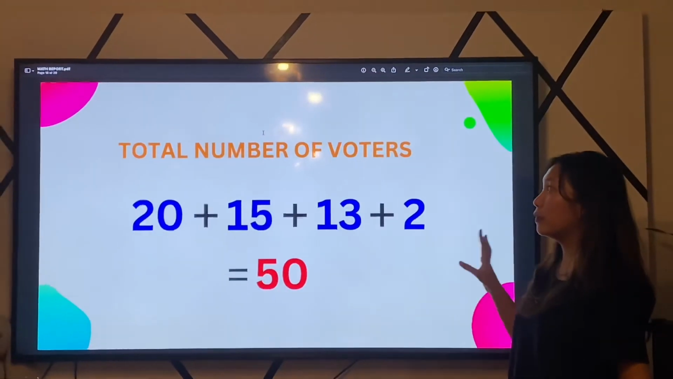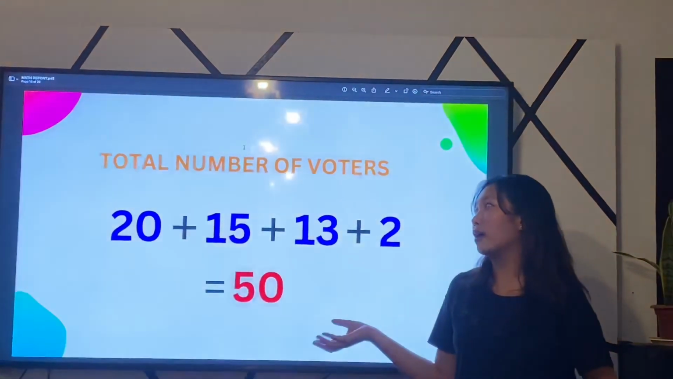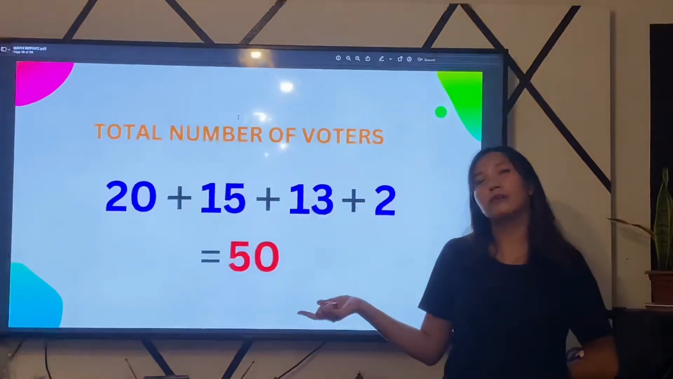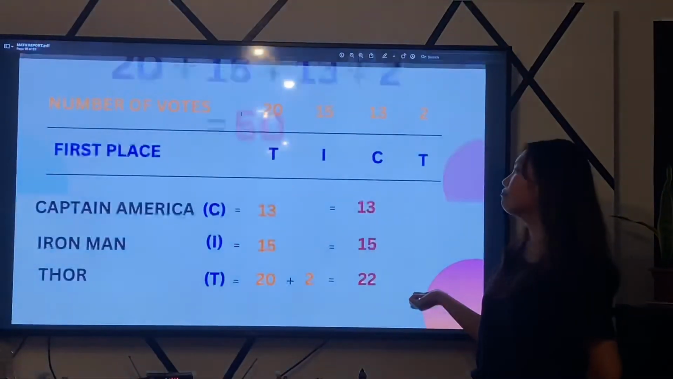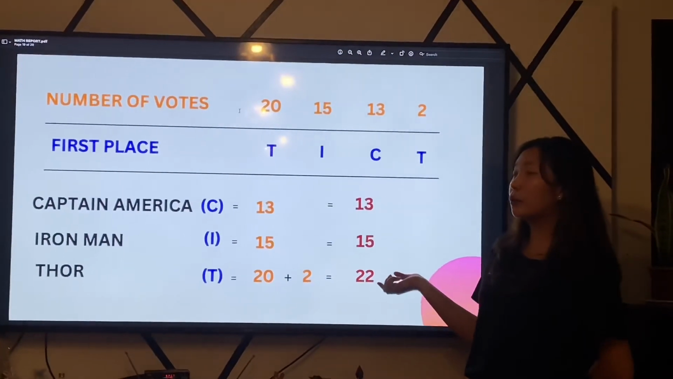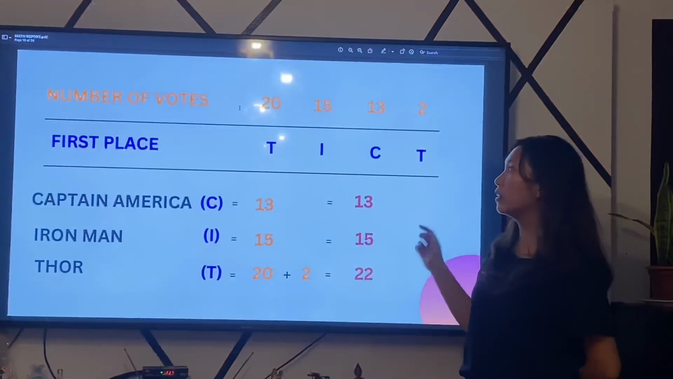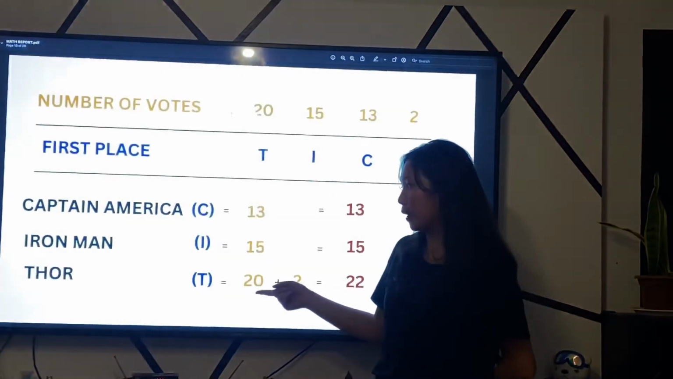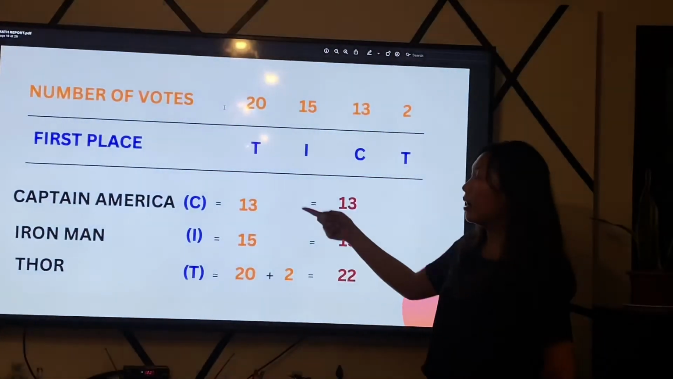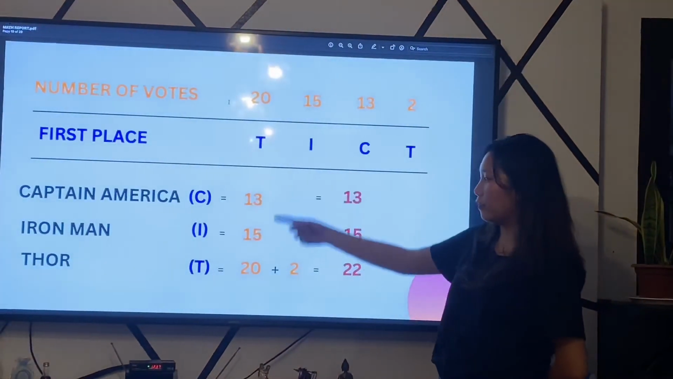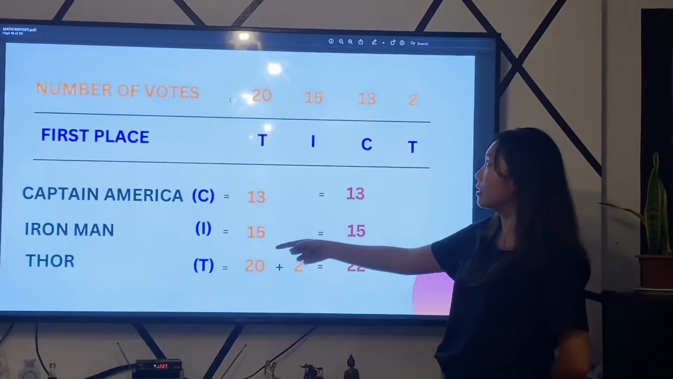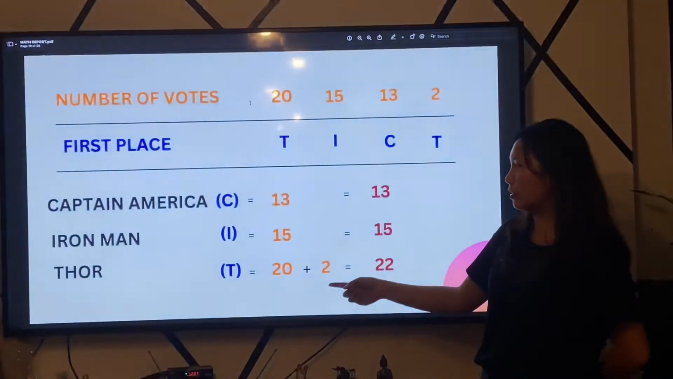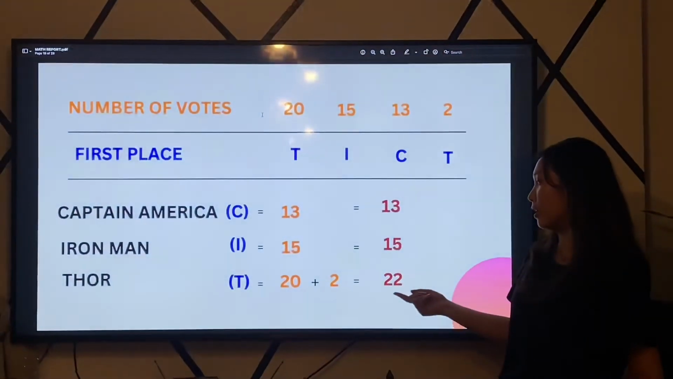First, we should total the number of voters. We have 20, 15, 13, and 2, and that equals 50. Since this is the plurality method of voting, we will only get the first place, where Captain America stands for C, Iron Man stands for I, and Thor stands for T. Thor got 20 votes, Iron Man got 15 votes, Captain America got 13 votes, and Thor got another 2 votes. We add 20 plus 2, and that equals 22.